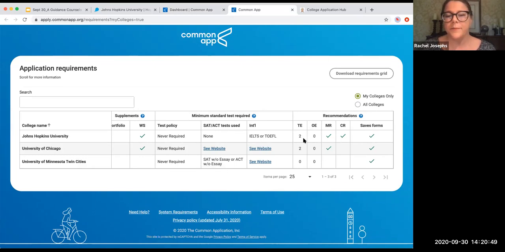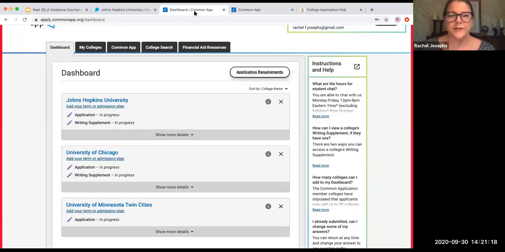So for example, Johns Hopkins requires 2 teacher recommendations. The University of Chicago requires 2. The University of Minnesota Twin Cities does not require any. However, it's important to note that the student should, in addition to looking here, also look at the individual university's website, because in the case of, for example, University of Minnesota Twin Cities, they will accept up to 2 letters. It's just that they don't require them. So in this grid, the optional portions are not listed. Okay, I'm going to go back here.